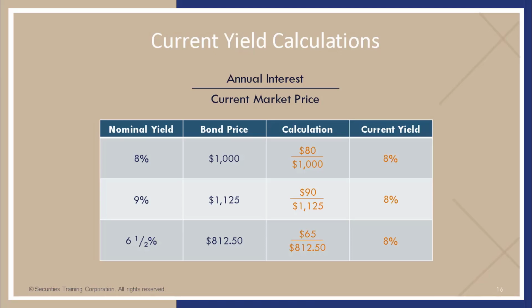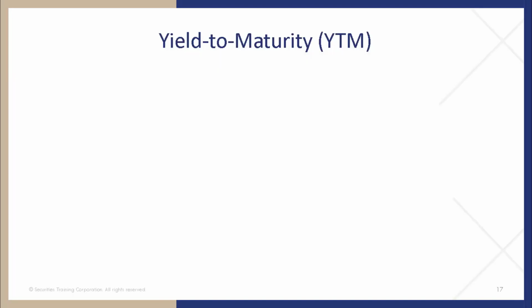So the first one is a bond trading at par, the second one is a bond trading at a premium, and the third one is a bond trading at a discount, just showing some examples of how they could equate to the same current yield based upon various market prices and differential nominal yields.